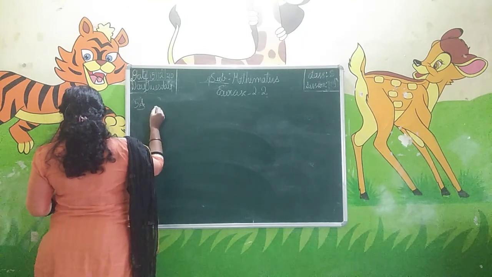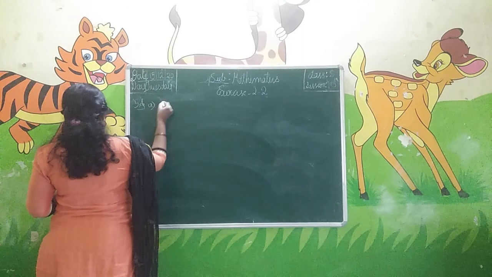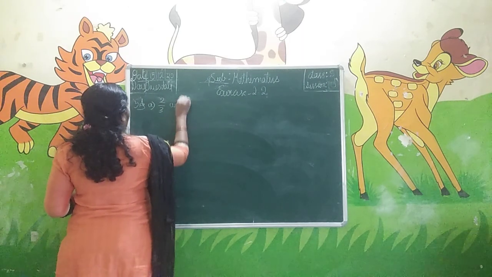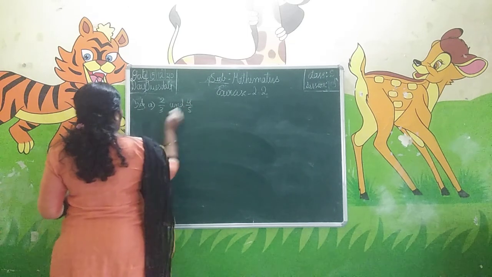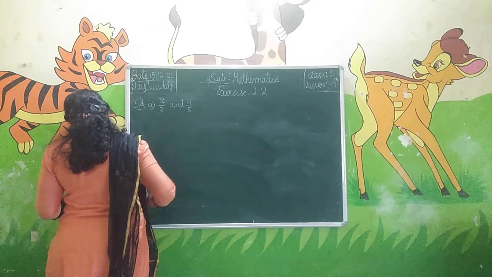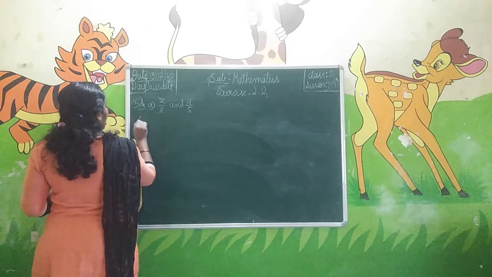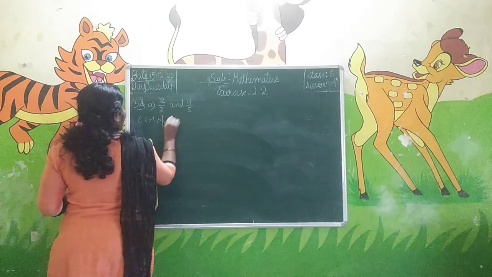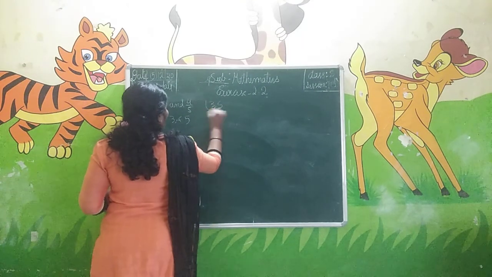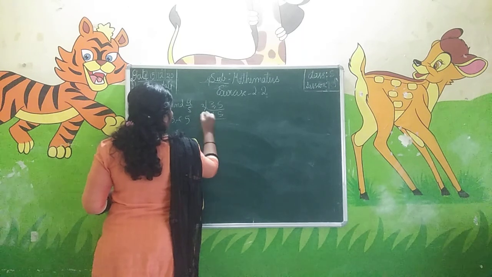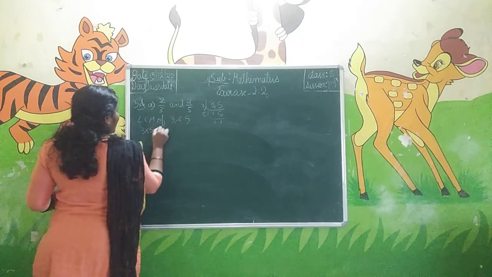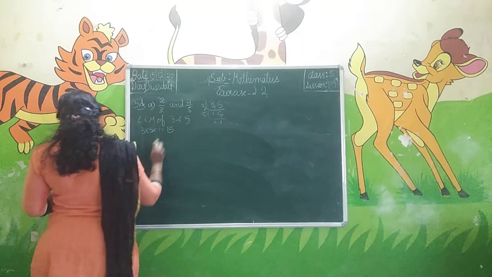Fifth one. In the first one, 2 by 3 and 4 by 5. So the LCM of both, they have given in the addition form itself, so directly you can take that one. LCM of 3 and 5: 3 ones are 3, 5 ones are 5. 3 into 5 into 1 is equal to 15, that is the LCM.